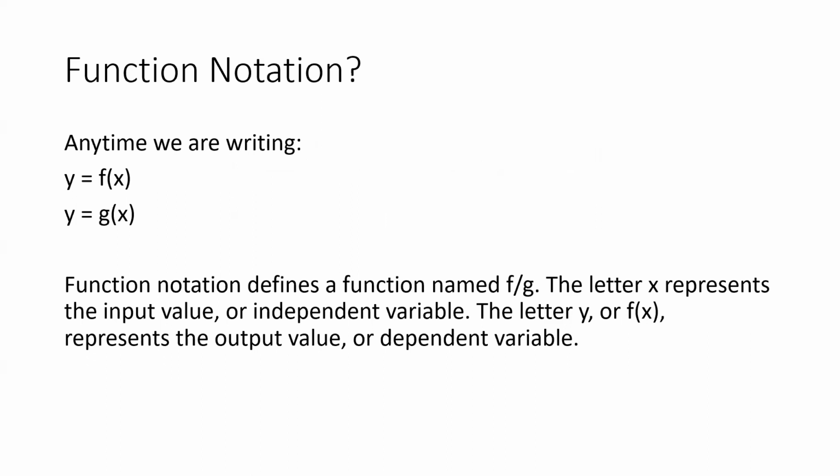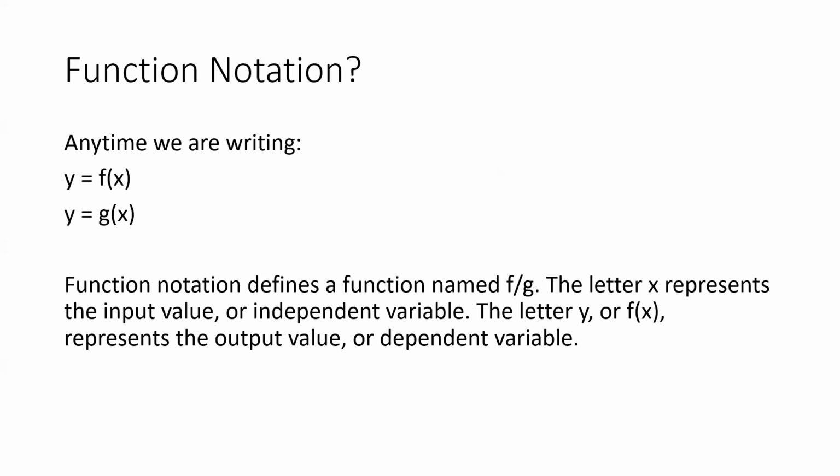f of x, g of x, h of x. Function notation is just a fancy way of writing your y and labeling your y. Does that make sense? Okay. Because you can now say f, g, h, j, k. You can call it whatever you want instead of just saying y, or having to use y1, y2, y3.